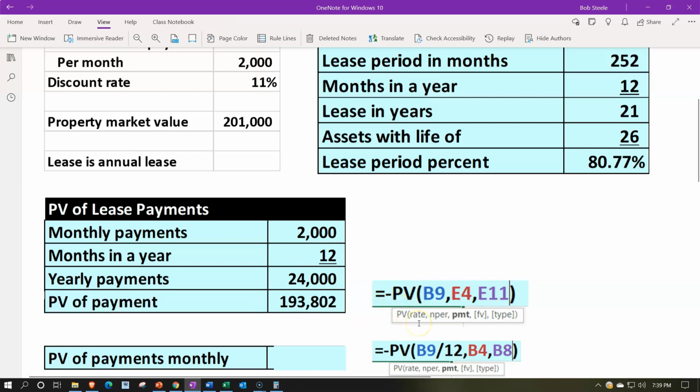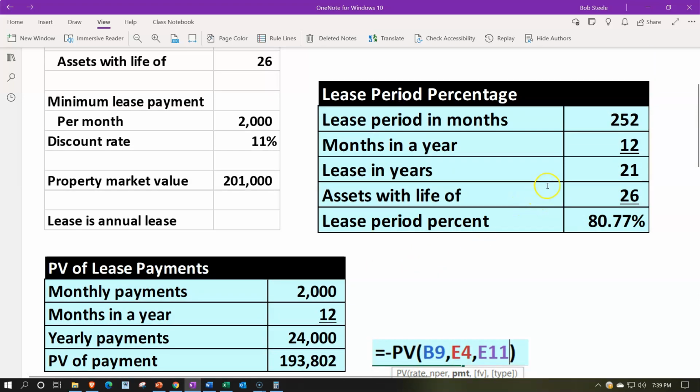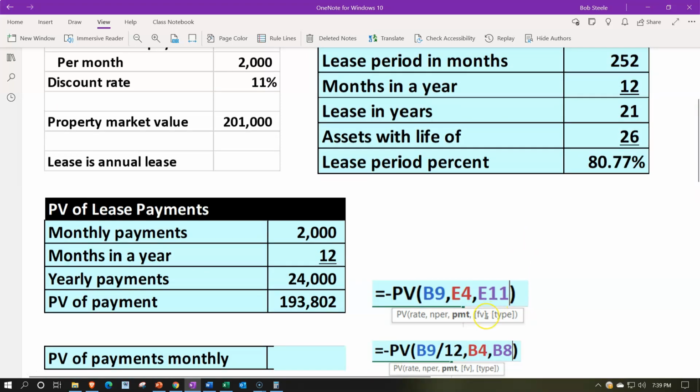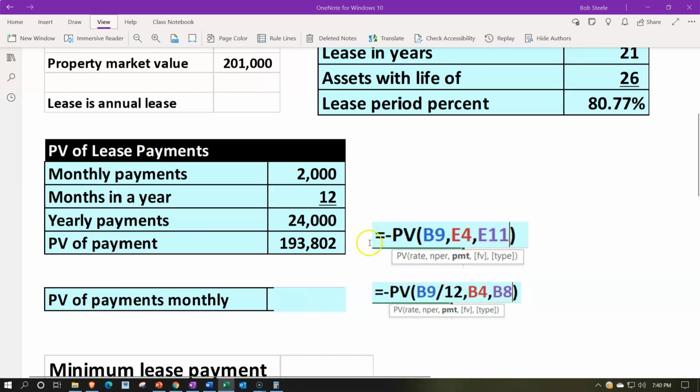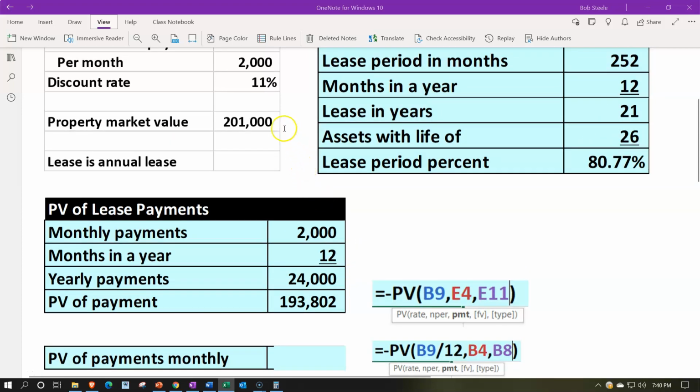For the present value, we would take the rate, which would be the discount rate. That's going to be the yearly rate, so that'll be easy to use. That's why we broke this out on a yearly basis. Comma, number of periods is going to be the number of periods in years. We calculated up top to be 21 periods in years. And then comma, the payment amount, and we calculated the yearly payment to be that $24,000. So then we get $193,802. So the $193,802 compared to the $201,000, we'll see how close it is to the purchase price at this point in time.